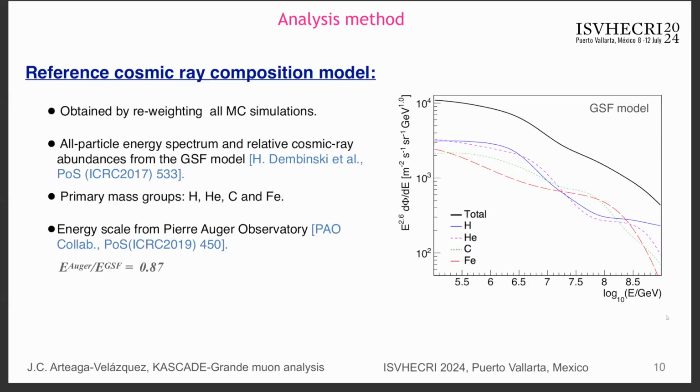So we need a reference composition model in order to do this analysis. For the composition, we have used the global spline fit model from Dembinski, which you can see over here, which was rescaled with the primary energy scale of the Pierre Auger Observatory. So we have used this energy scale in order to apply it directly to our reference composition model.